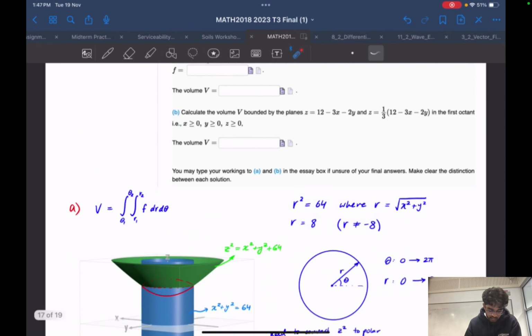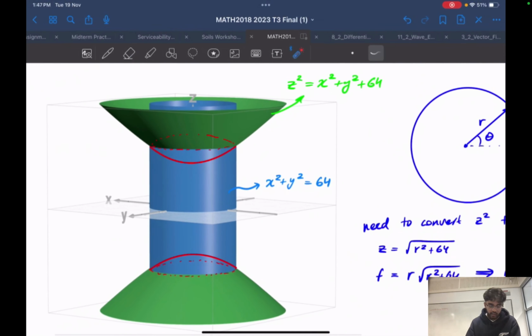And actually, what I've done on Desmos is that I've graphed it out for you guys. So this is what it looks like. What we're trying to do is find the volume of this thing over here and this thing over here. So it's only finding 2 volumes, but they're equal. So what you can do is find the volume of one of them and then just times it by 2.